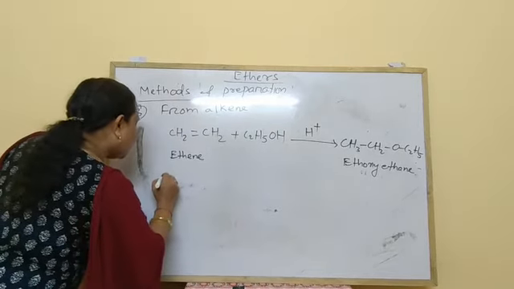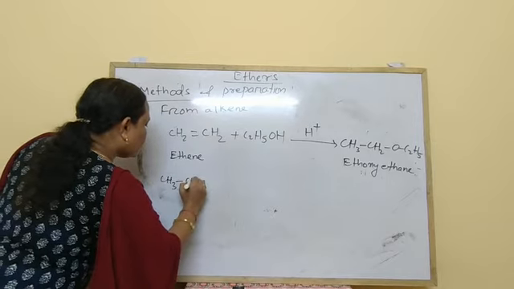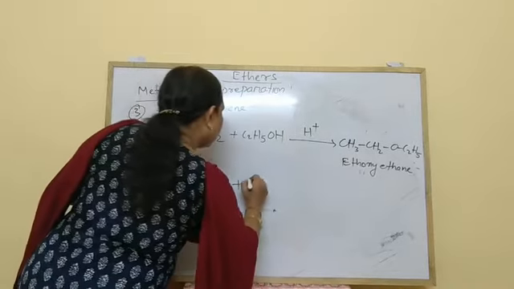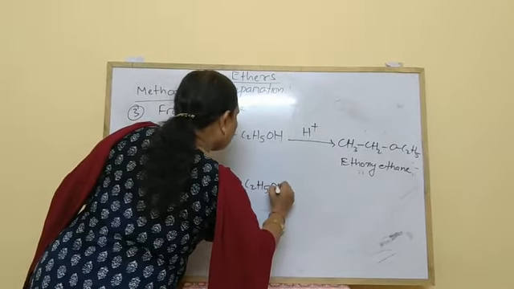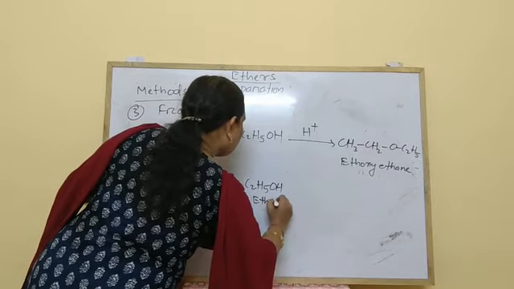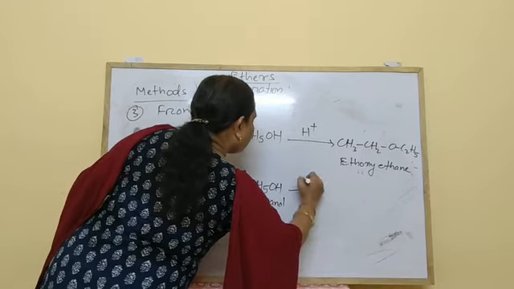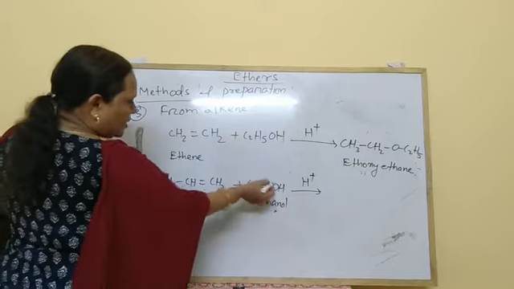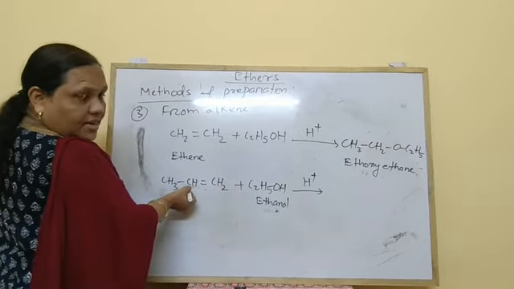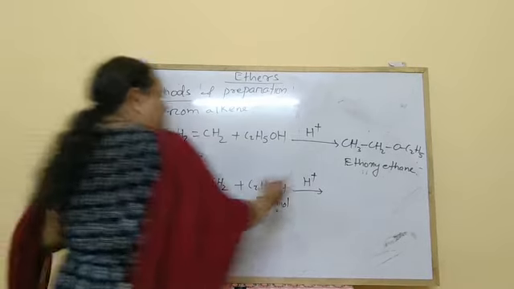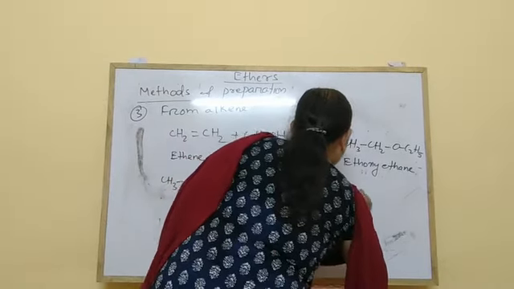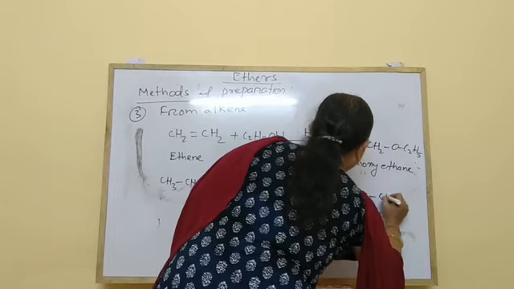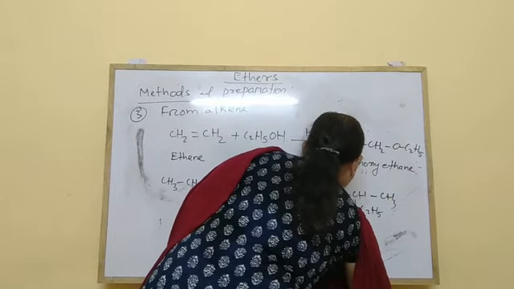Similarly, if we take propene plus ethanol in presence of H plus, C2H5O minus and H plus, the negative part will go towards the carbon which contains less number of hydrogens. So in this way it forms CH3CH(OC2H5)CH3, ethoxy propane.